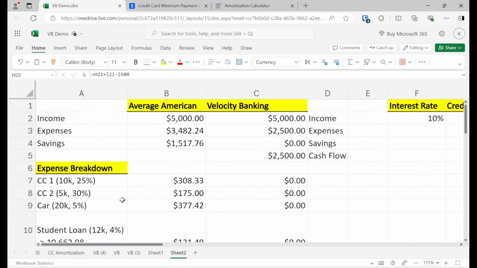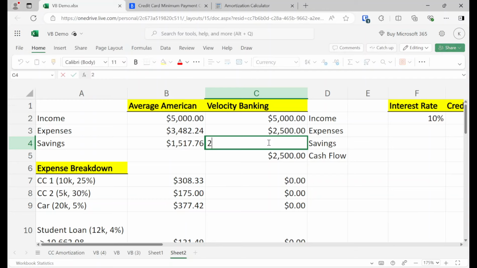all of our loans have been paid off, right? So now we actually get to have money in our savings account. So after month one, it's $2,500. And then after month two, it's $5,000, and so on and so forth. So for the average American who cannot afford a $1,000 emergency, we actually will have money in our savings account.